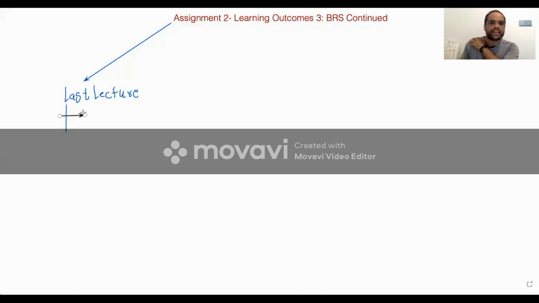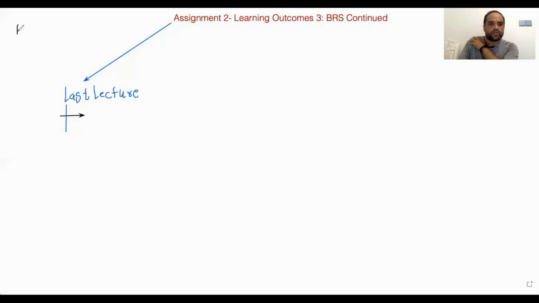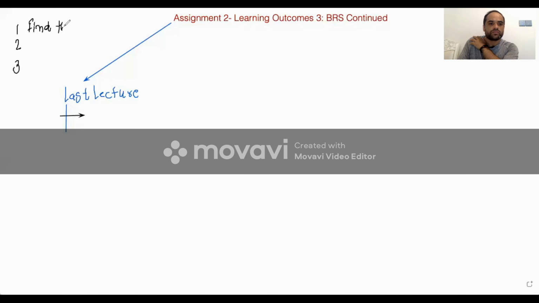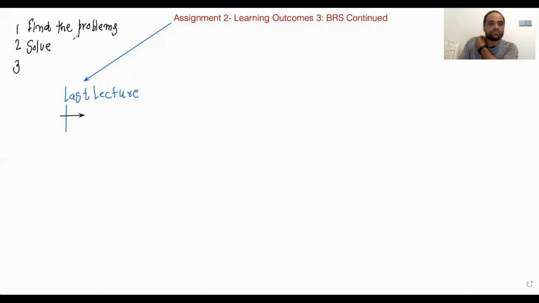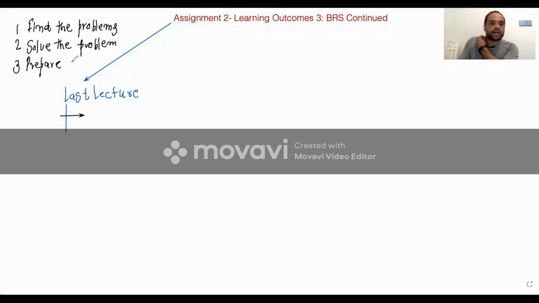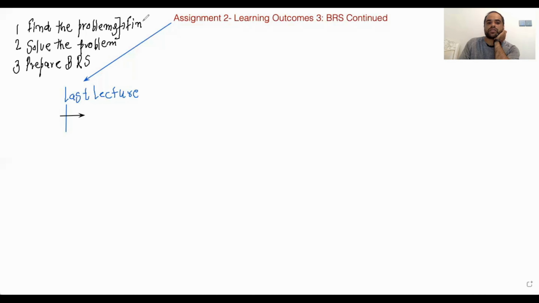As I explained, we're going to do 3 things in this bank reconciliation statement. 1, 2, and 3. The first thing is find the problems. So problems of time difference, of course. Second thing, solve the problems. And finally, prepare bank reconciliation statement, right? So I think we finished this one, right? We finished. Am I right? This time difference, to find the problems?